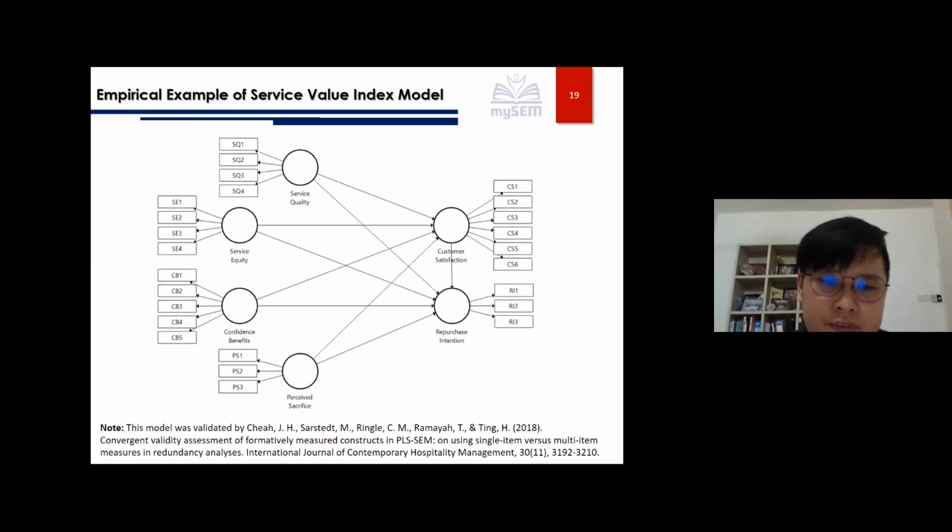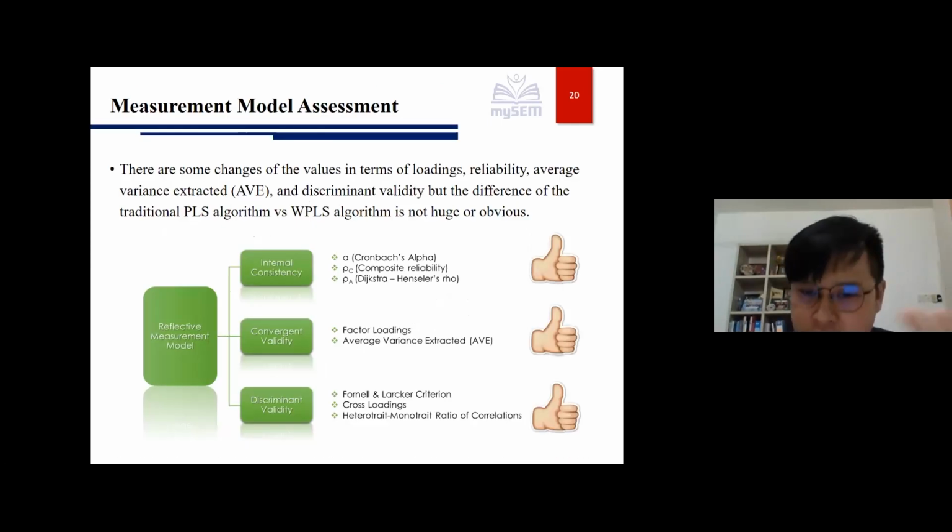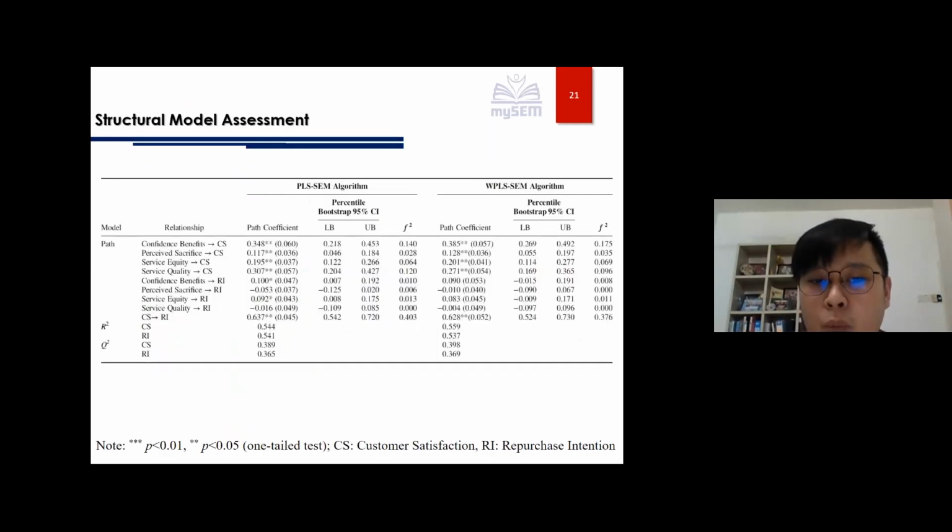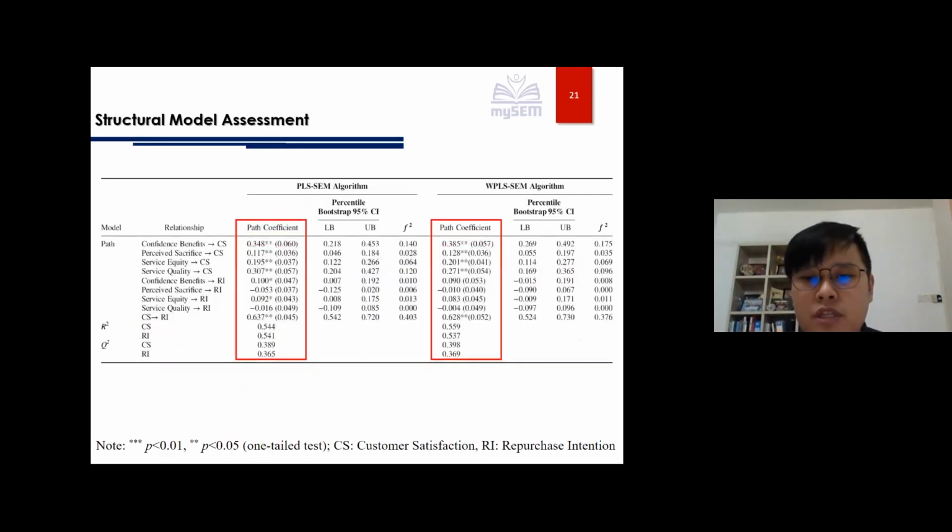For example, we have service quality, service equity, confidence benefit, perceived sacrifice, customer satisfaction, and repurchase intention. So this is an empirical illustration. We have checked the measurement model. The results are all the same. Nothing changes between the WPLS algorithm and the normal PLS algorithm. But what I want to highlight, why it is important to look into WPLS, is it helps you to adjust your values in terms of the path coefficient as well as standard error, so that it will produce the best result in terms of your t-value as well as your conclusion towards your discussion.